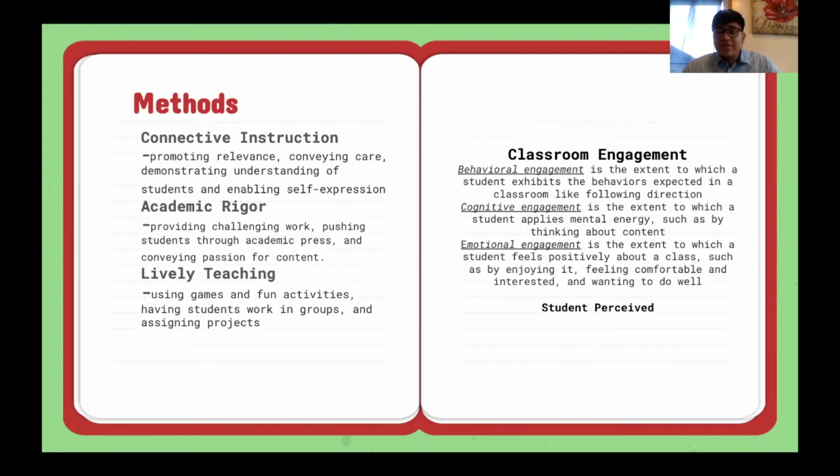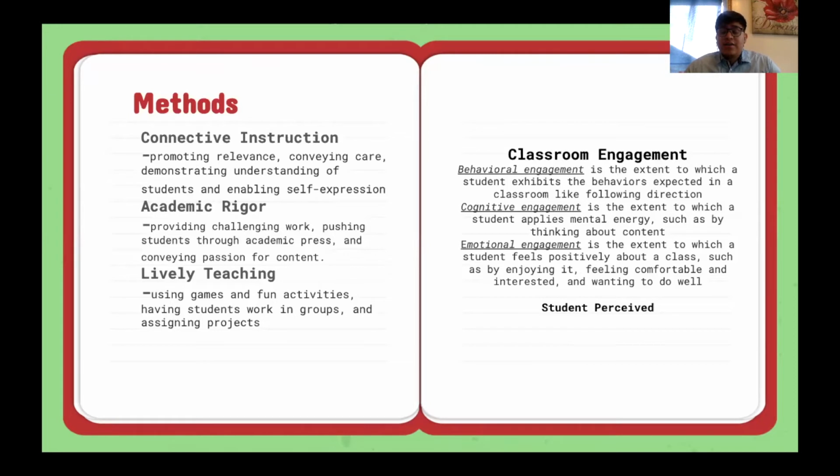They have behavioral engagement, which is how a student should be behaving in class, like following directions, listening. We have cognitive engagement, which is when you want students using that mental energy. So they're thinking about new content, struggling with the content. And then you have emotional engagement, which is how a student feels about a class, right? So are they enjoying it? Do they feel like they're interested? Are they comfortable? And this study is all student perceived.